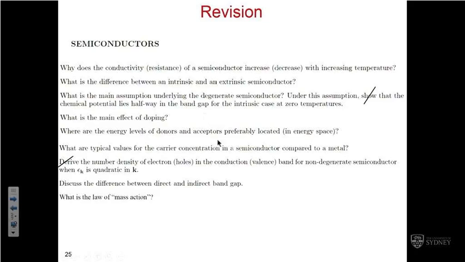What is the difference between direct and indirect band gap? Yeah, we talked about that. Remember, the direct band gap was when the valence band maximum is exactly at the same K point as the conduction band minimum, whereas indirect is where they are at different K points. What is the law of mass action? You should know what that is. You don't need to write down the equation. It'll be in the formula sheet, but you should know how to use it and be familiar with what it looks like. No deriving. You don't need to derive anything.